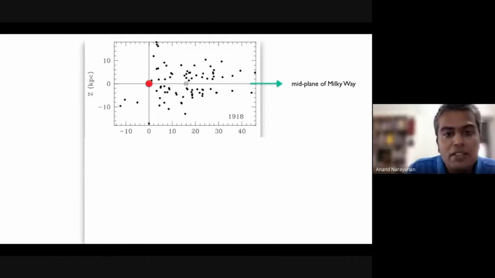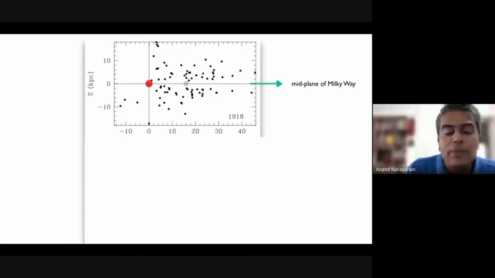This horizontal line is the disk of our galaxy. So he was measuring how far away these globular clusters are from us, and he found out that these globular clusters are not centered around us. They are not centered around the solar system, which means that we are not at the center of our galaxy. But in fact, he found out that these globular clusters seem to be centered around a point that's anywhere from 15 to 20 kiloparsec from us. So that means that our galaxy seems to have a morphological center, and we are not at the center.